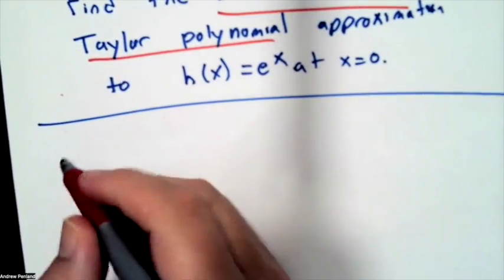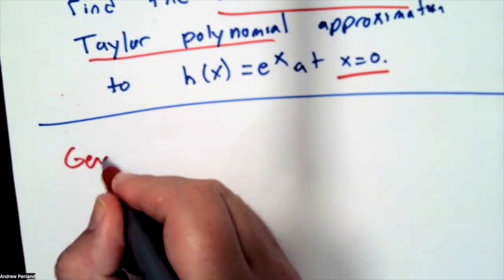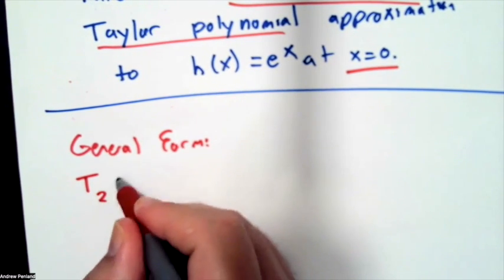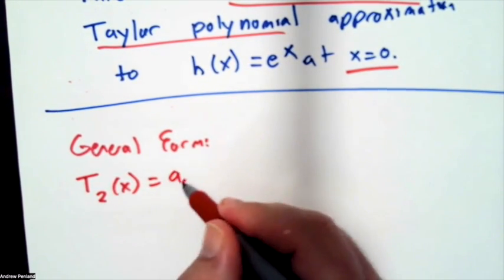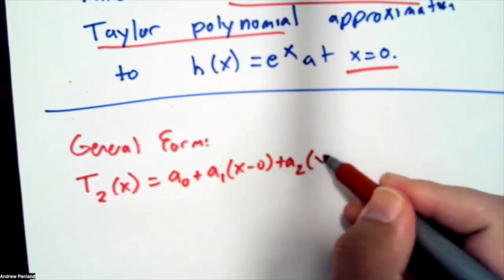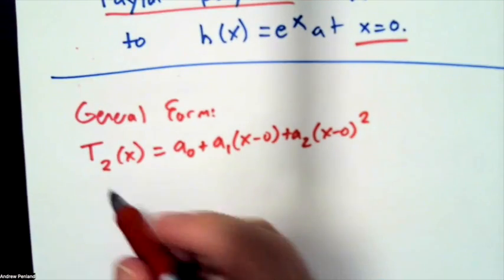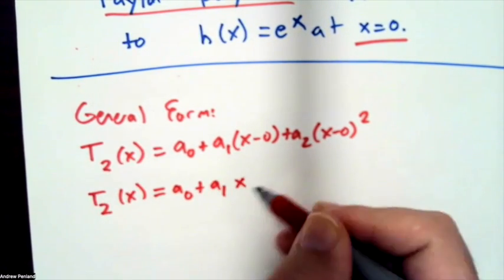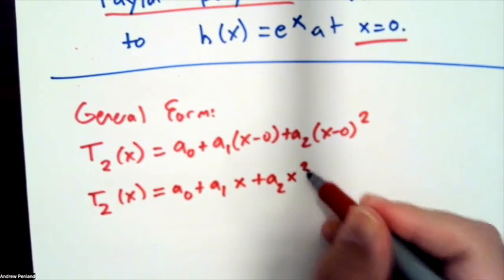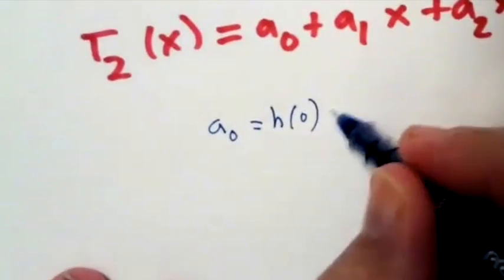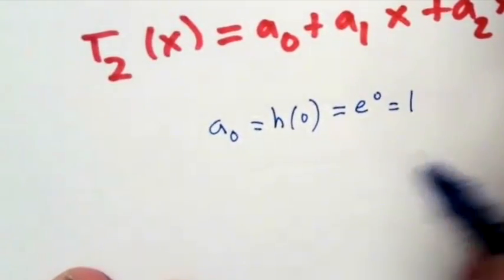Because this is a second degree polynomial at x equals 0, we know that we can write out the general form as T sub 2 of x is equal to a sub 0 plus a sub 1 times (x minus 0) plus a sub 2 times (x minus 0) squared. And now our job is to find a sub 0, a sub 1, and a sub 2. So now we know that the coefficient a sub 0 is just equal to the number plugged into the function. So that's h of 0, which would be e to the 0, which would be 1.